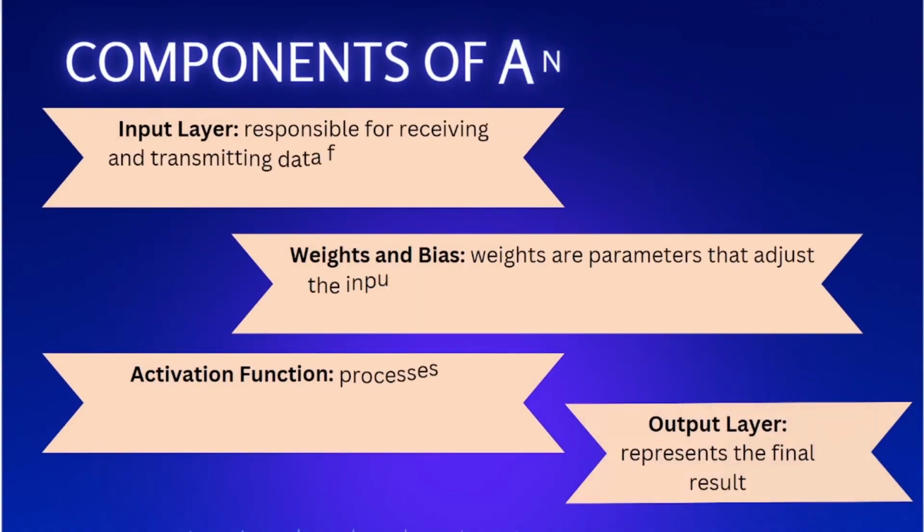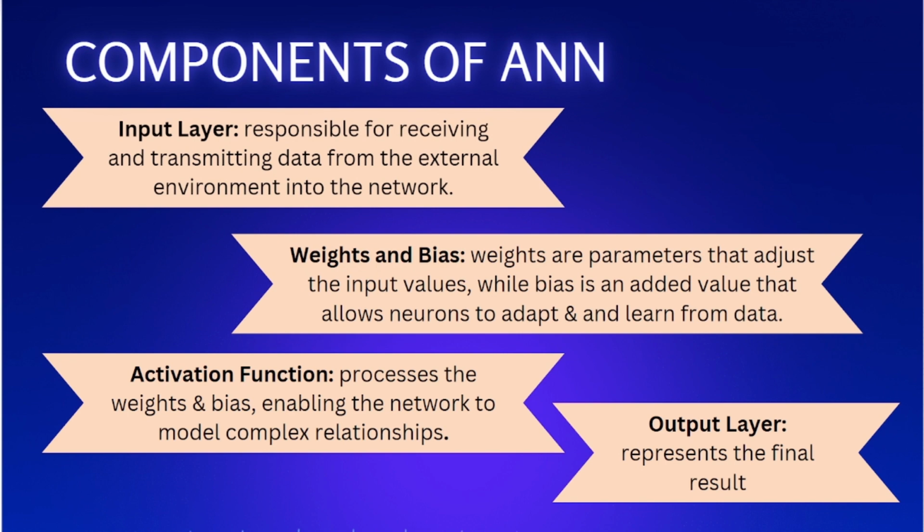Now, talking about the components of ANN, we have the input layer, which receives and transmits the raw data or signals into the neural network. Weights and biases adjust the input values, and the activation function enables the model to work on complex data. And the output layer represents the final result.